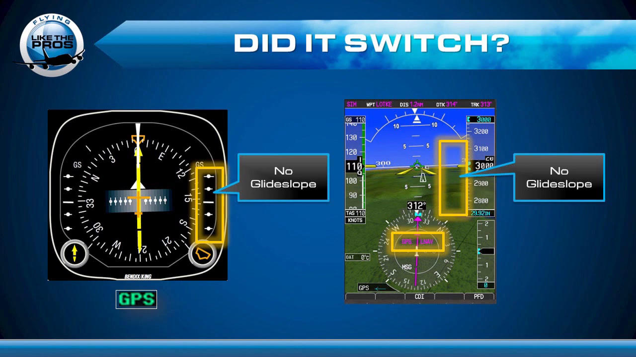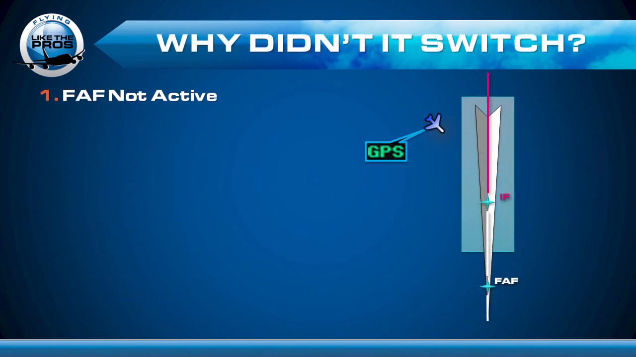So that leads people to ask us the great question, hey guys, why didn't it switch? You see this posted on the forums all the time. The first reason is the final approach fix is not the active waypoint. And that is typically because there are intermediate fixes. For instance, you'll have step downs on an ILS approach leading you to the precision portion.